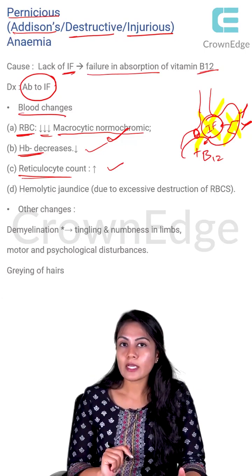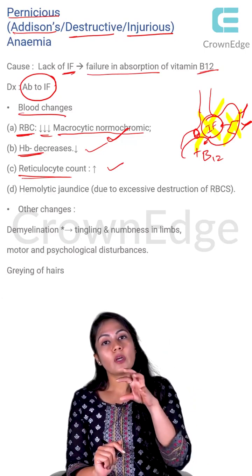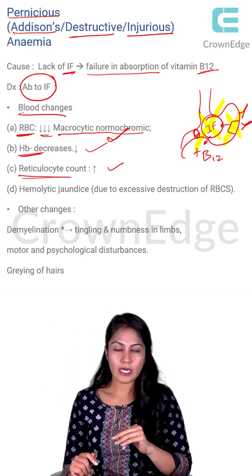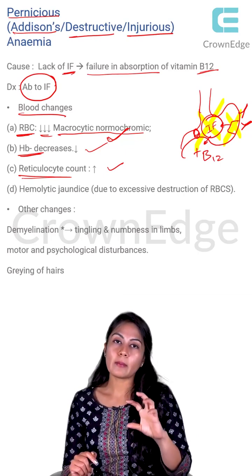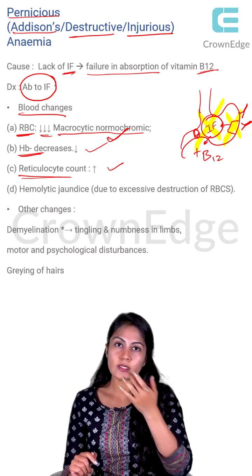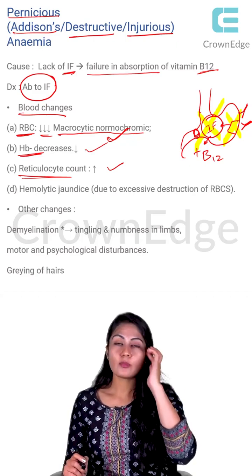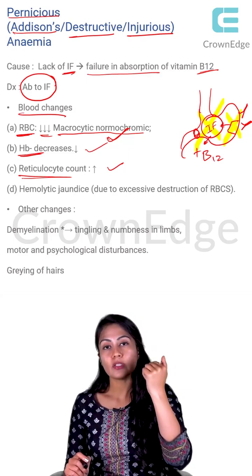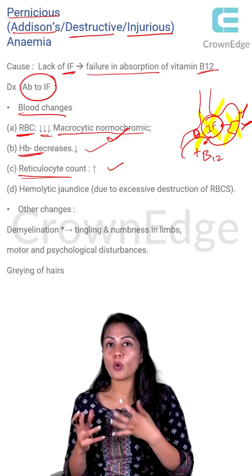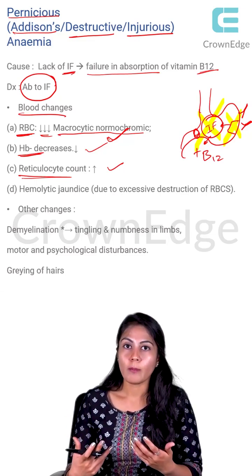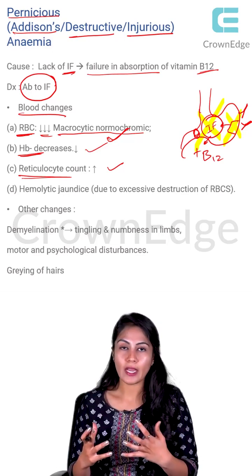Why is the reticulocyte count increased? The RBCs are reduced, and they are not able to carry much oxygen to the tissues. So erythropoietin is stimulating the bone marrow. So what is the bone marrow doing? It is trying to produce more and more RBCs. But the stimulation is so high, what is happening?